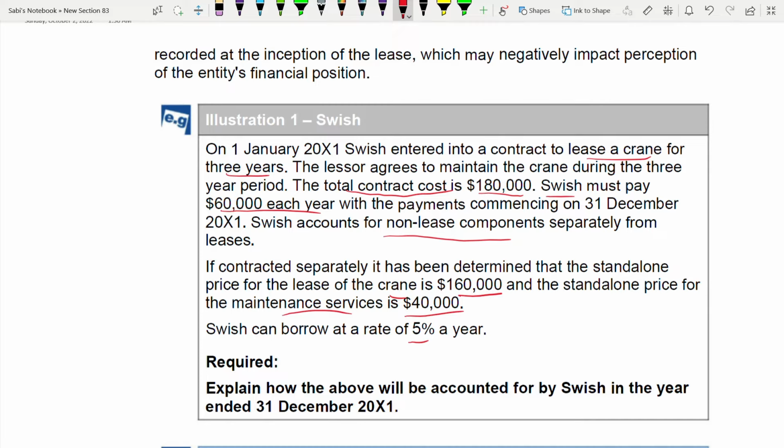So you can clearly understand it's a separate component. One is lease, the other one is non-lease. Before you start the lease payment, the lease liability and right of use asset calculation, you first need to allocate the payment. This is the first step when a lease and a non-lease component is given, always.